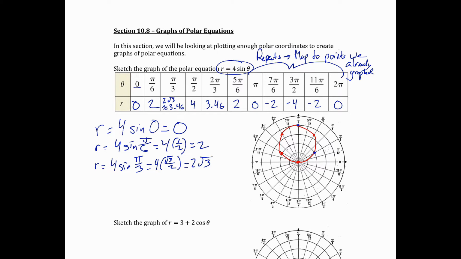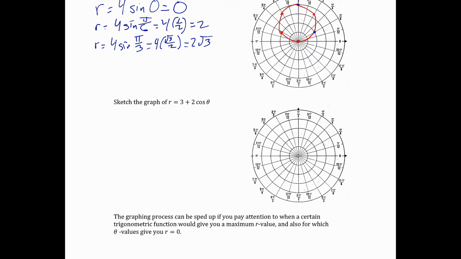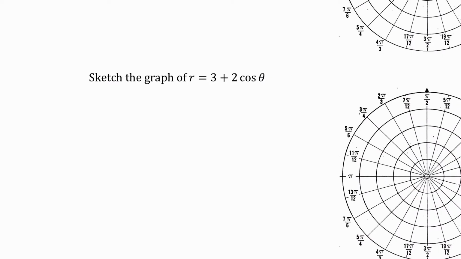Taking a look at this next one, we're asked to graph r equals 3 plus 2 times the cosine of theta. This one I didn't give you a table, but I'm actually going to make a table for you now. So we're going to plug in some theta values, and once we plug those in, we're going to get some r values, our radius values, if you will.